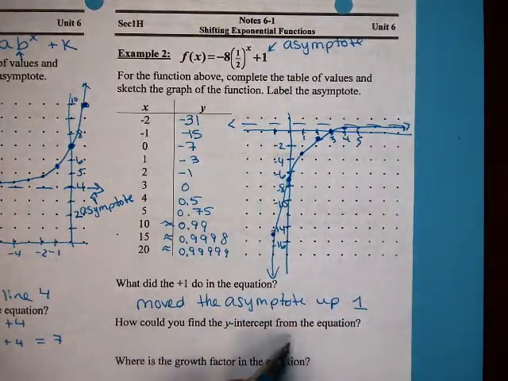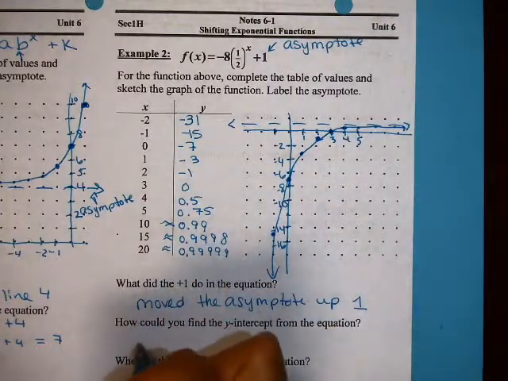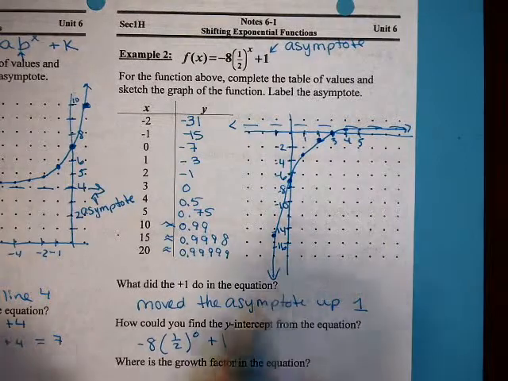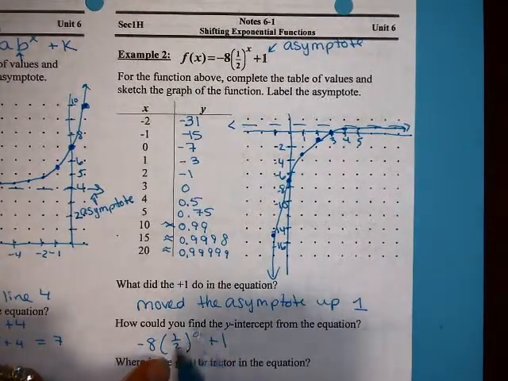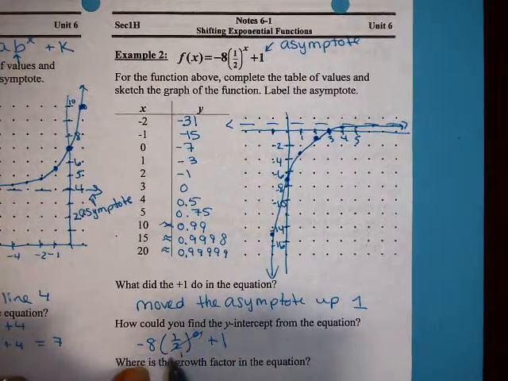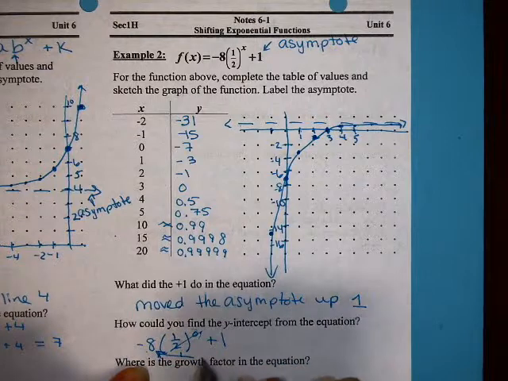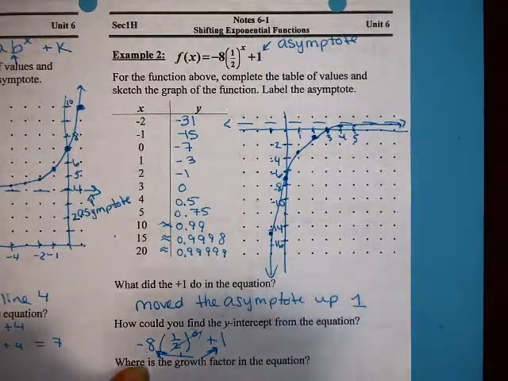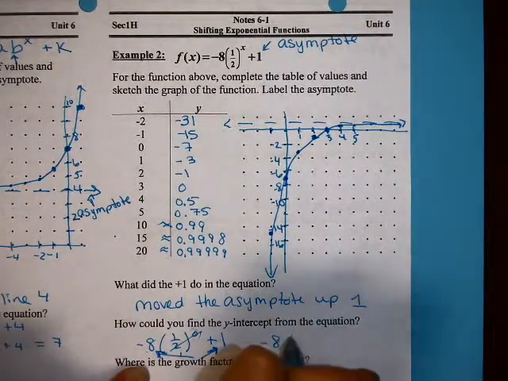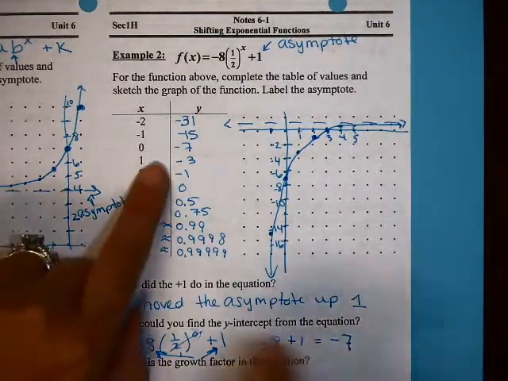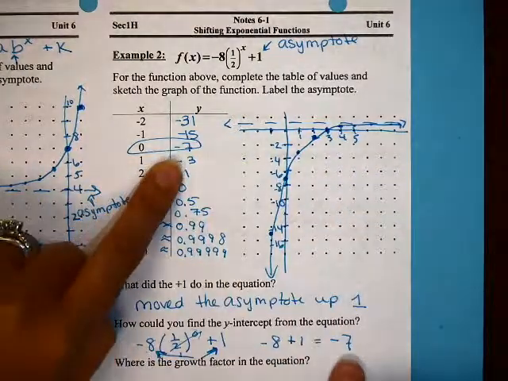How could you find the y-intercept? Well, we want to plug in 0. I'm hoping you're starting to notice a pattern though, because we know anything to the 0 power is 1. So when we times that -8 by 1, it's going to stay -8. So if I just take -8, but add the shift that we get, the +1, that gives me my y-intercept. My y-intercept, look at that, it's -7.